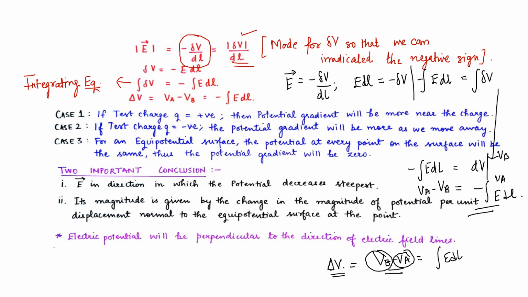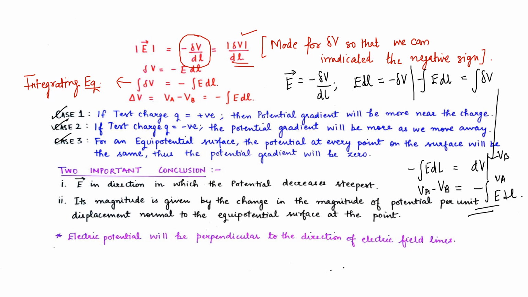Now we will see the three different cases when we have related electric field lines and potential. We got three cases. In the first case, it says that if the test charge is positive. In the second case, it says that if the test charge is negative. And in the third case, it says that neither it's positive nor it's negative. It belongs to an equipotential surface which is having equal potential.